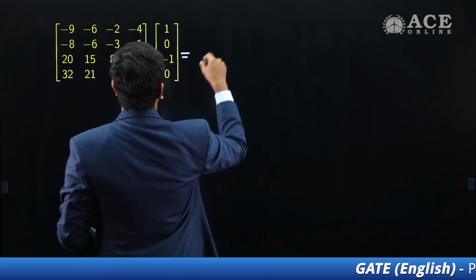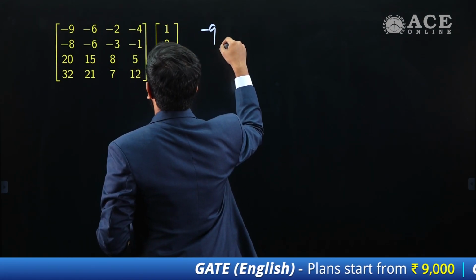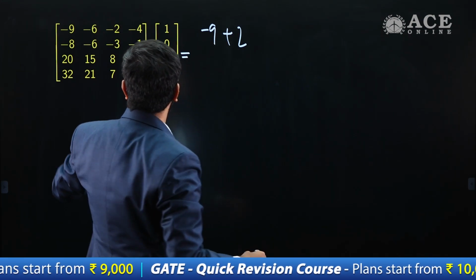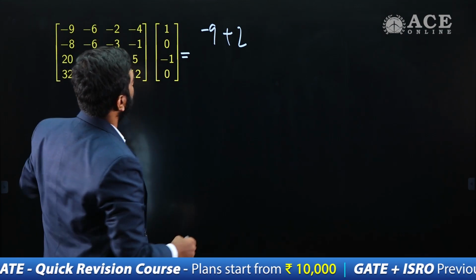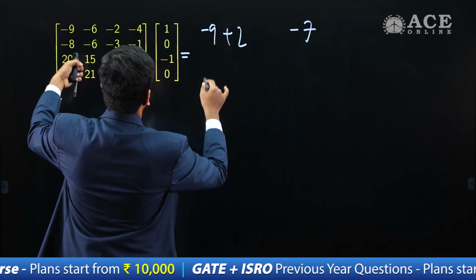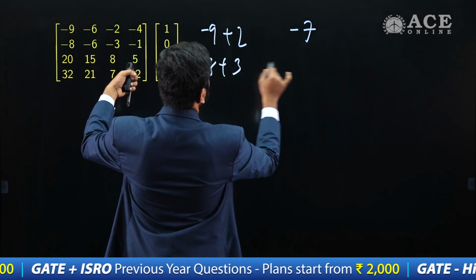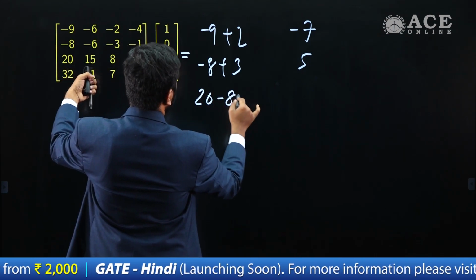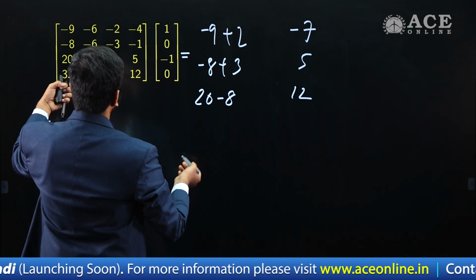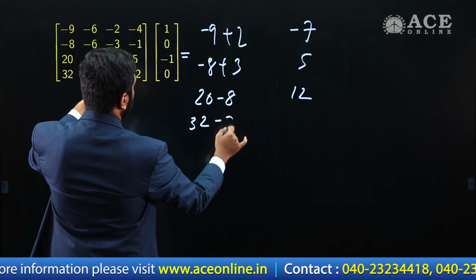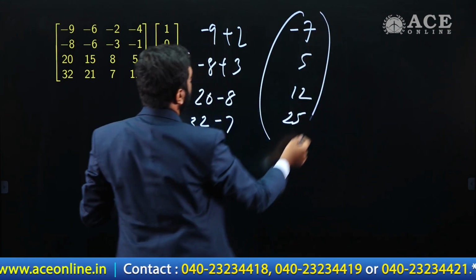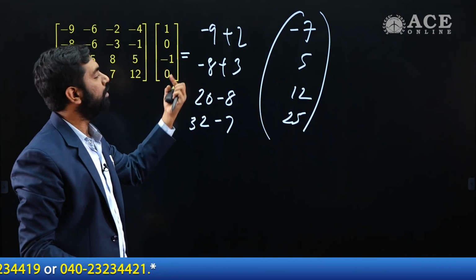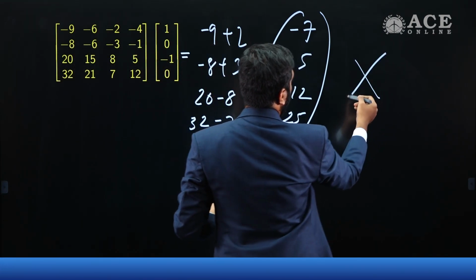This row into this column. So what we get is minus 9 plus 2. How much is this? Minus 9 plus 2 is minus 7. Next, minus 8 plus 3 is 5. And then what's this? 20 minus 8 is 12. It doesn't look like the eigenvector. So it's 32 minus 7, which is 25. Now see this, this is AX. You can't take any element common. If you take any element common also, you don't get the X back. So this option is eliminated.